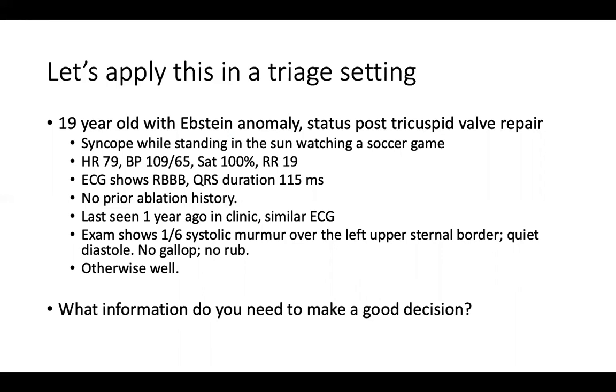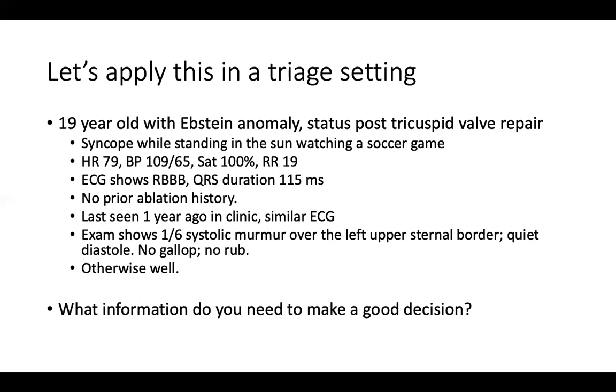Epstein anomaly of the tricuspid valve is an anomaly where the tricuspid valve becomes plastered to the septal wall during development, and the right ventricle becomes very small, the right atrium becomes very large, and there's often an association with Wolff-Parkinson-White syndrome. This person has had a repair to try to reconstruct a tricuspid valve, and they pass out while standing in the sun watching a soccer game.